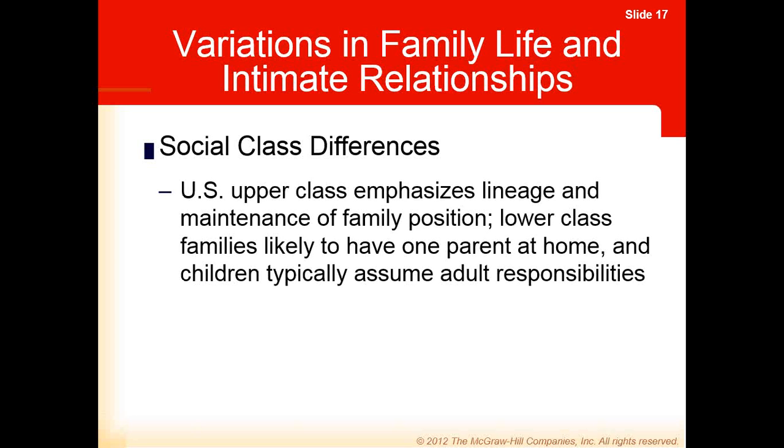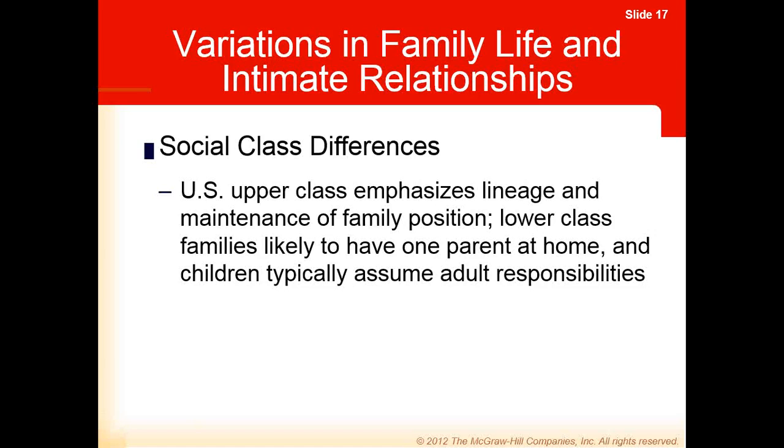Now, when we think about family life in general, there are differences. Think about what it means to be a Kennedy or a Rockefeller or a Vanderbilt or one of these other big name families in the United States of America that a lot of people are beginning to believe are noble or aristocratic class. But they do emphasize lineage and maintenance of family position. This is, of course, in direct opposition to lower class families, where you are likely to find only one parent at home, and children have to assume some of the adult responsibilities. Many times, older children become sort of surrogate parents for younger children.